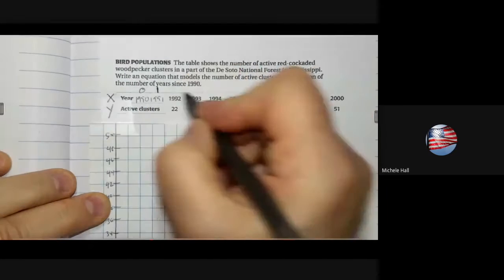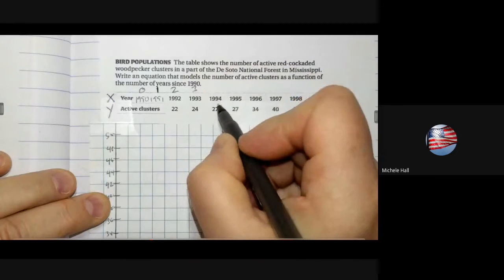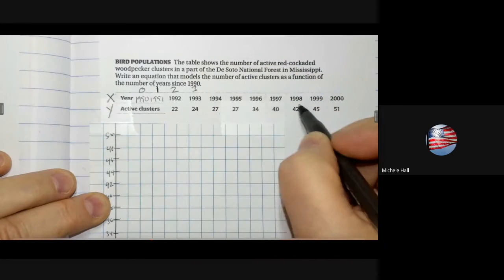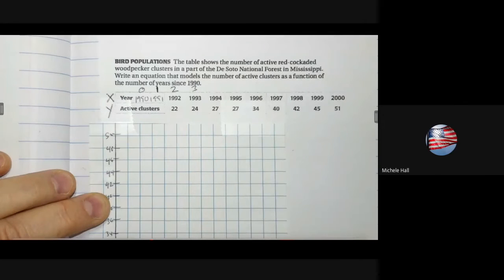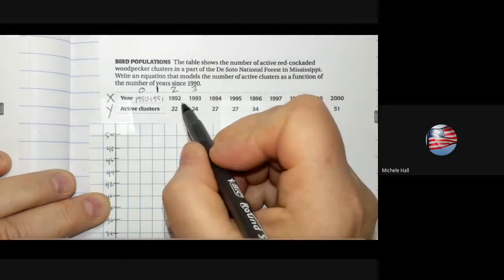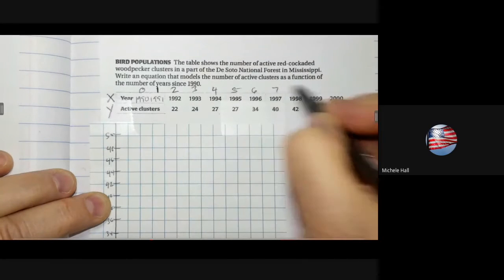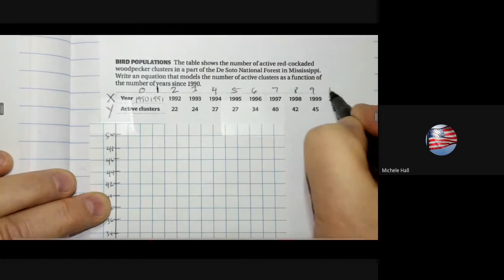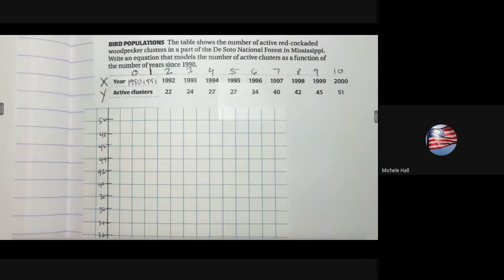1991 is going to be 1. 92 is 2. Making sure they go in order. 94, 95, 96, 97, 98, 99, 2000. If there were any numbers missing, I would need to make sure that I fill in the appropriate number. They're all here, so I can just go right in order. 3, 4, 5, 6, 7, 8, 9, and 10. And we're going to plot these points.